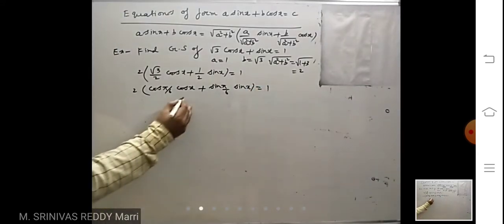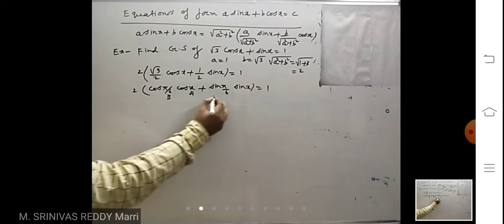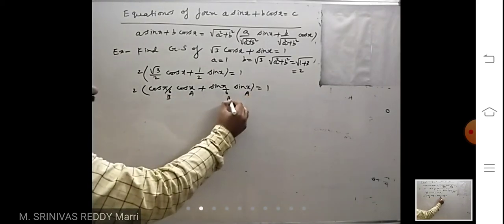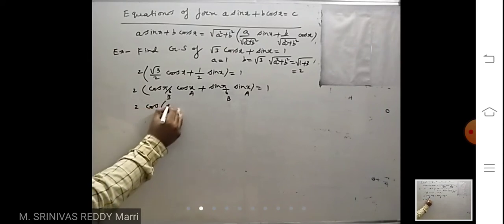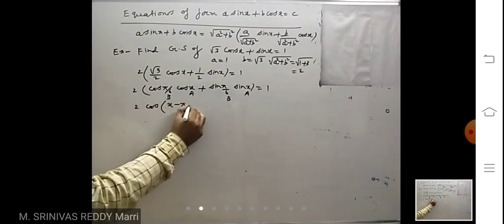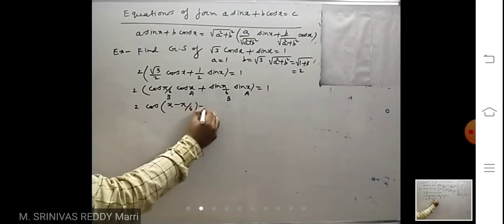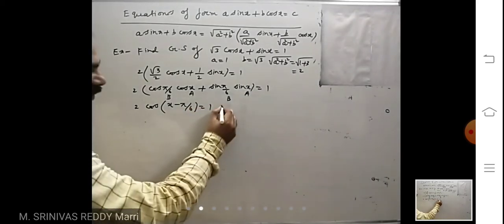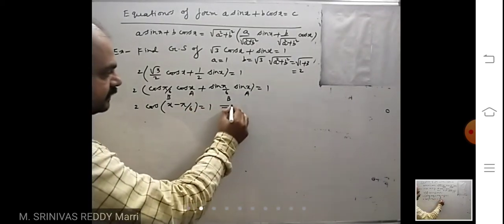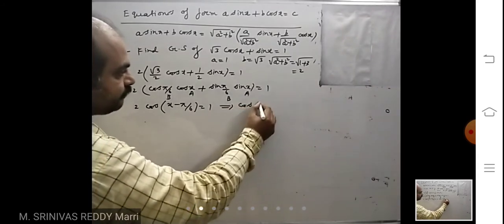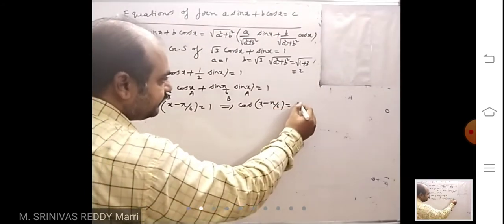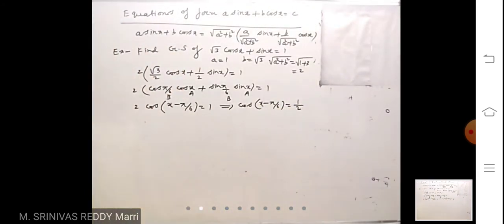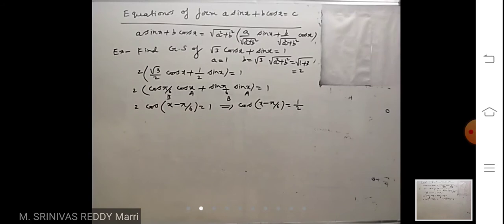Now look at here. This is cos A cos B plus sin A sin B. What is that one? Cos of A minus B. Cos of A minus B is nothing but 1 by 2. Now this is in our required form. Cos of x minus pi by 6 is nothing but 1 by 2. Now you got cos value equal to a constant.